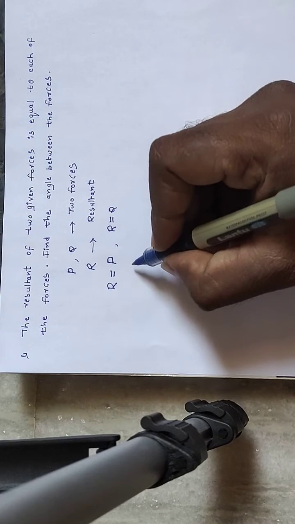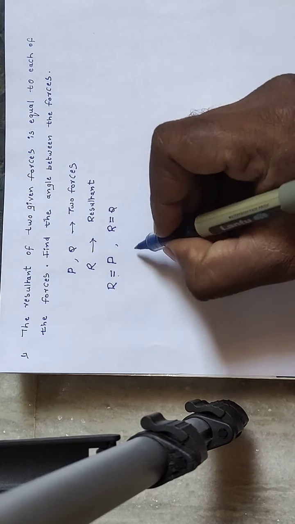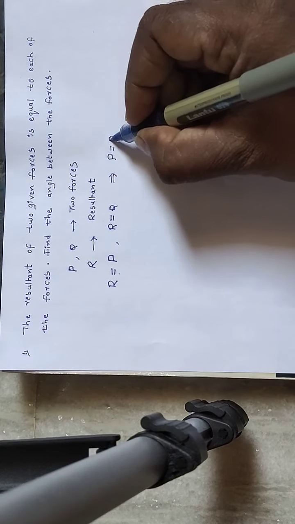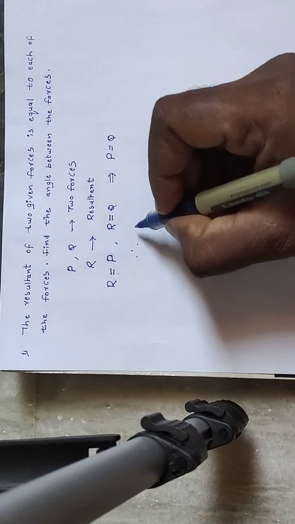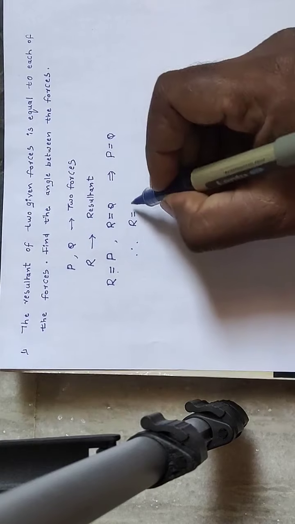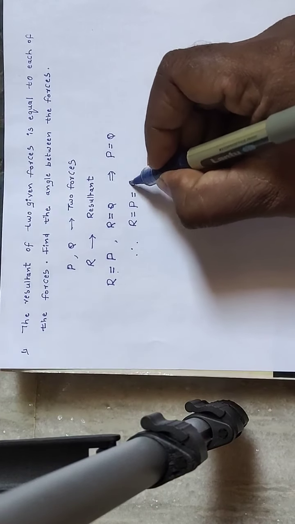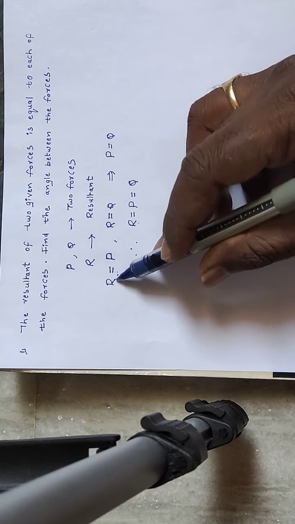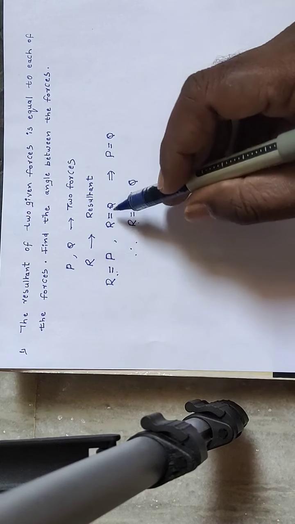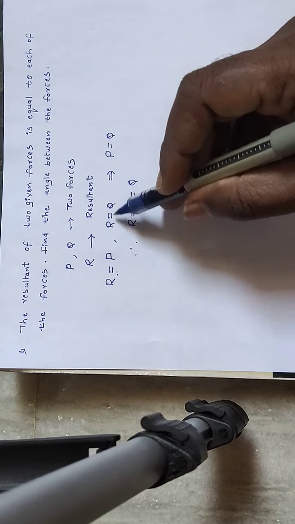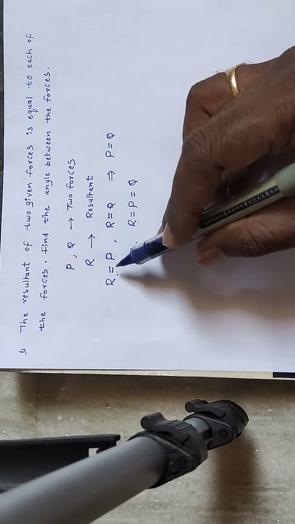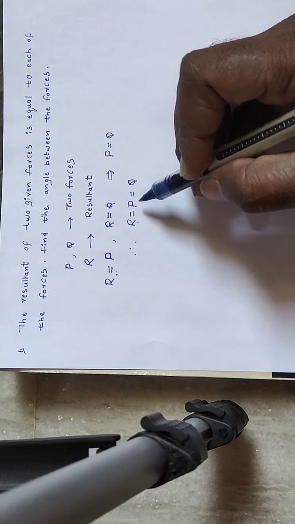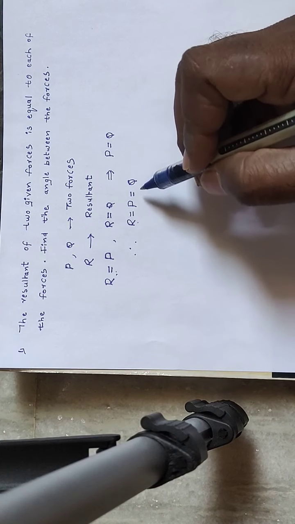That means automatically from these two equations, P will be equal to Q. So finally, R equal to P equal to Q. The resultant of two given forces is equal to each of the forces, so R equal to P or R equal to Q. From these two equations, we can understand that P and Q are the same. So finally, R, P and Q, these three forces have the same value. So R equal to P equal to Q.